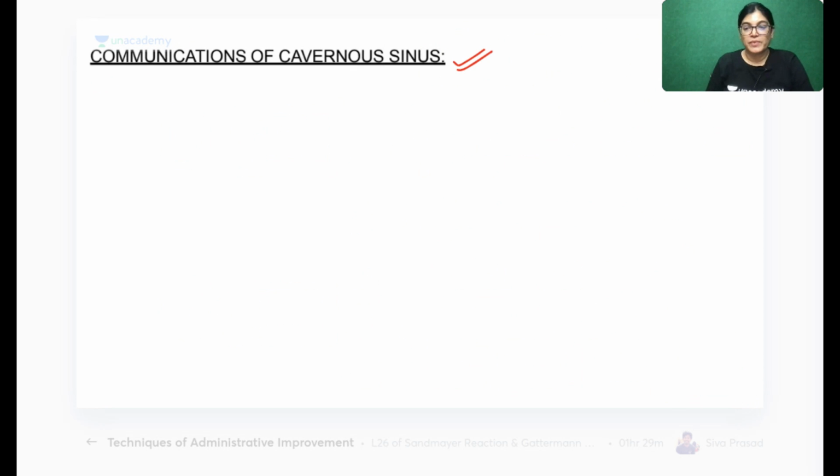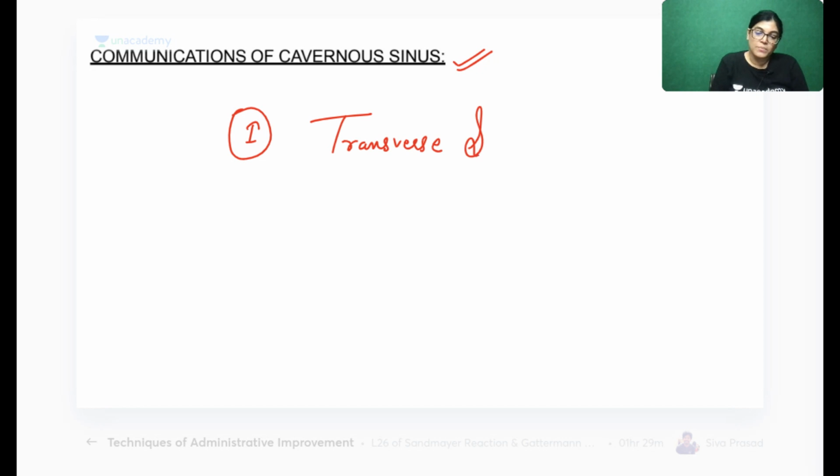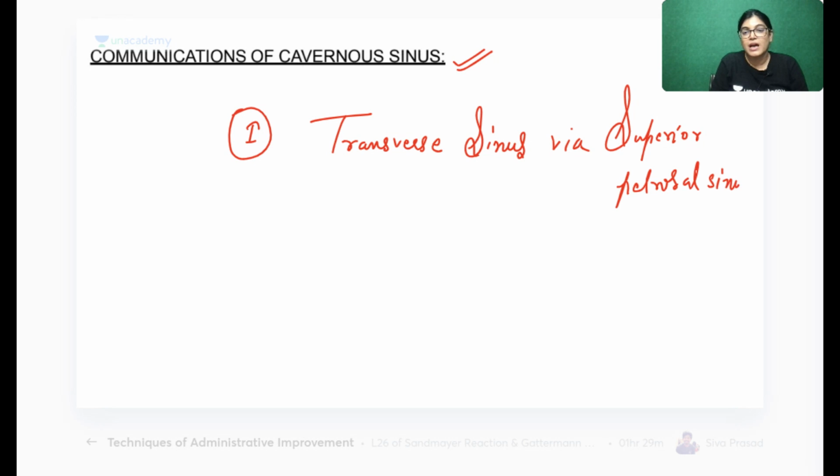Now coming to communications of cavernous sinus. The communication of cavernous sinus is via the following routes. It communicates with transverse sinus via superior petrosal sinus. My dear aspirants, all these communications have been asked so many times in your entrance exam, in your NEET and your FMG exam. So just revise it.